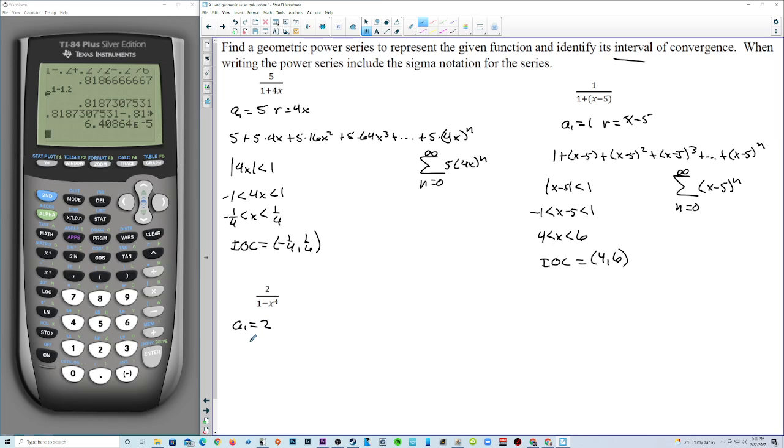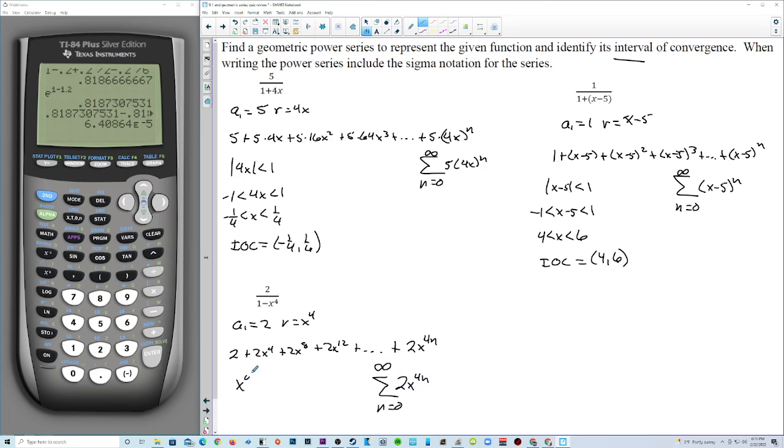Here a sub 1 is 2. R is x to the 4th. So that means we have 2 plus 2x to the 4th plus 2x to the 8th plus 2x to the 12th. Now the nth term is 2x to the 4n. Let's write the sigma notation. n equals 0 to infinity of 2x to the 4n.